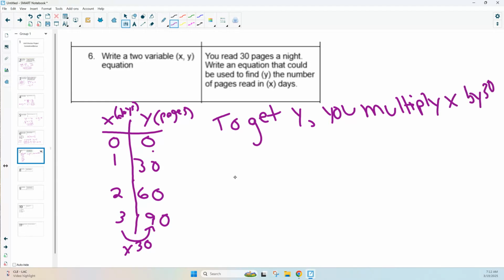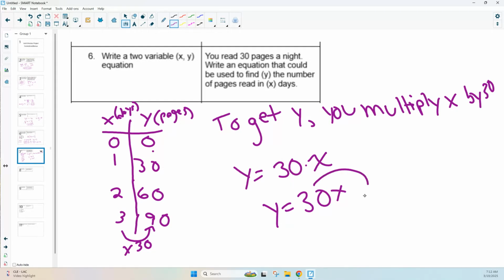So now let's put that into an equation. To get y, y equals multiply x by 30. 30 times x, or just 30x. So that is our equation. All right, let's keep going.